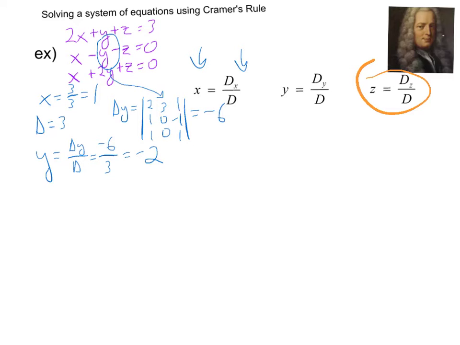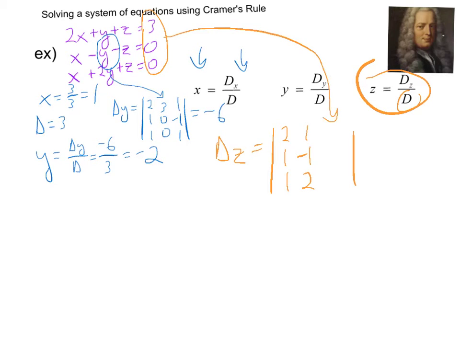Let's do z now. Well, again, we already know what this one is. We know what the d is. We need to find d sub z. And we just repeat the process. We are going to keep the x column the same. We're going to keep the y column the same. And we are going to substitute in the z column with that answer column. And find the determinant, and you should get a value of 9. If you did it correctly, it has a value of 9.